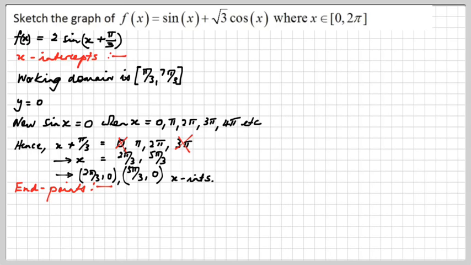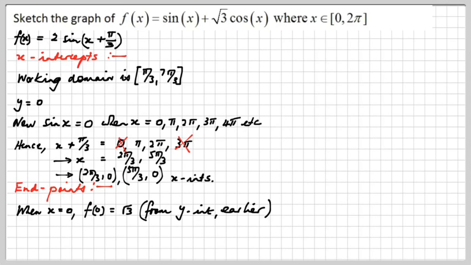Endpoints. Yes, there's more. You've got to put endpoints in when you're sketching a trig graph with a certain restricted domain. So when x is 0 and when x is 2 pi, we need the actual value of y. When x is 0, we already did that because that was our y-intercept from earlier. That was root 3. So that's our one endpoint.